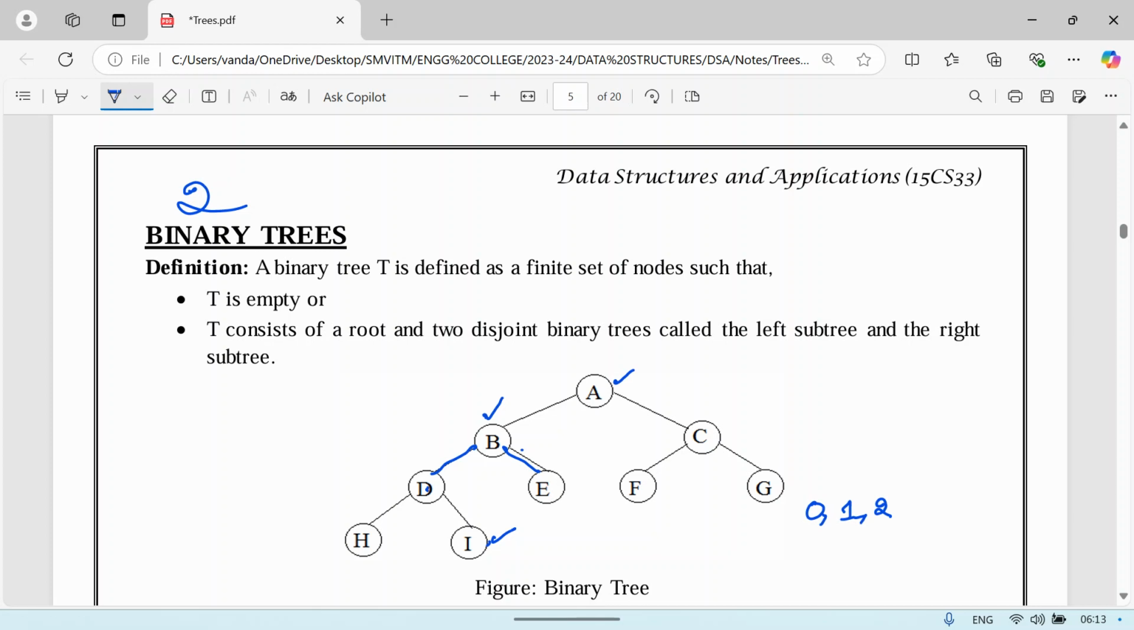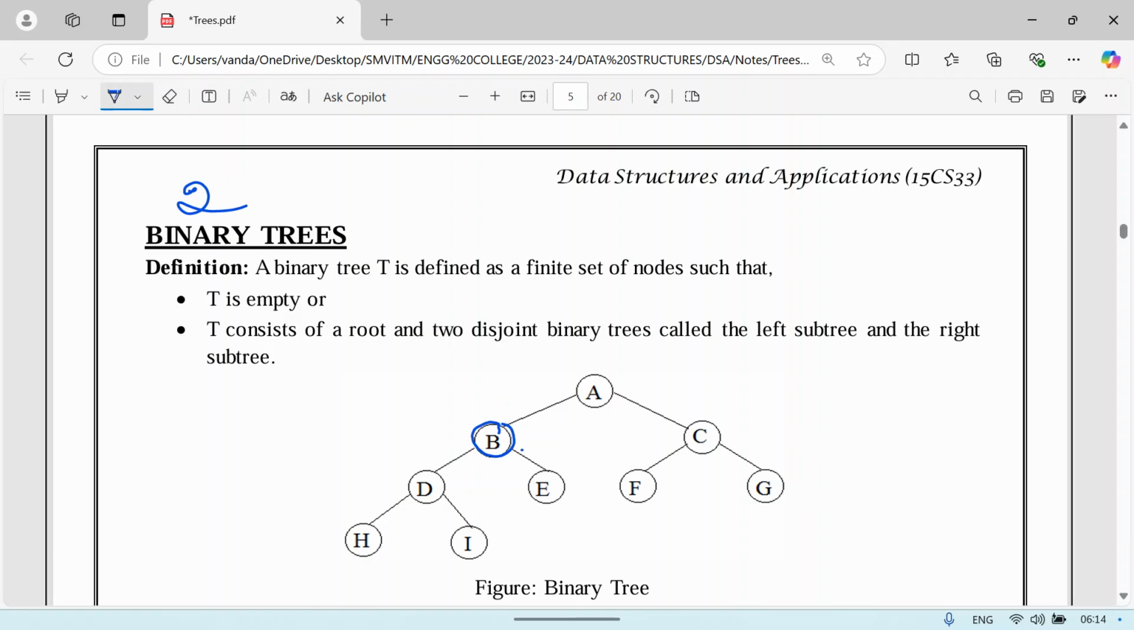Look at the definition. A binary tree T is defined as a finite set of nodes such that T is empty or T consists of a root and two disjoint binary trees called the left subtree and the right subtree. What does this mean? See here, if I consider this entire thing would be its left part and this would be its right part, so this is your left subtree and this is your right subtree.